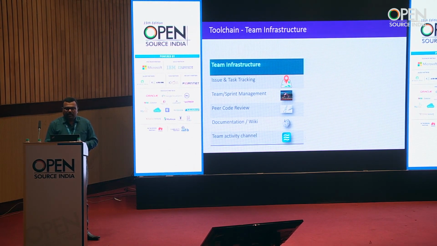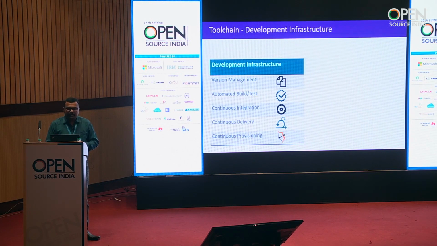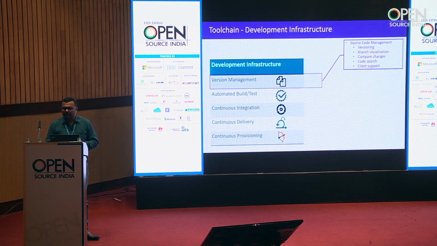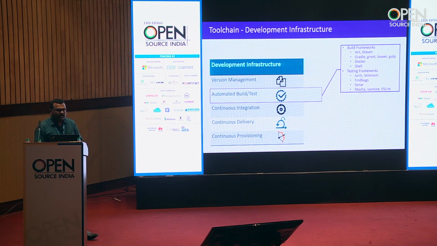When it comes to development infrastructure, source code obviously, which supports all sorts of features of the source code management system, and then automated build and test environment, where a lot of frameworks that we anticipate to be made available. If it is a simple Java project, I need Ant and Maven. If it is JavaScript, probably Gradle, Grunt kind of thing, or if I am creating an image for Docker, I need that kind of tooling made available.